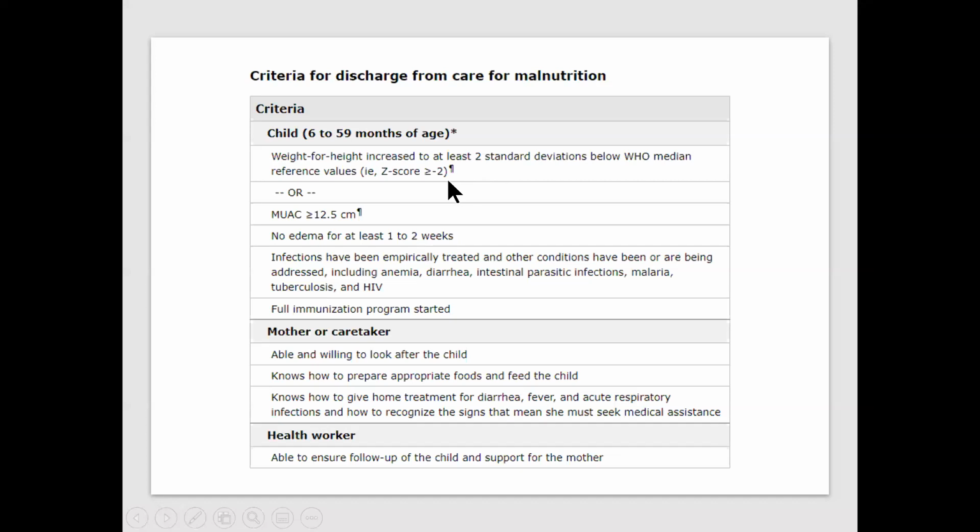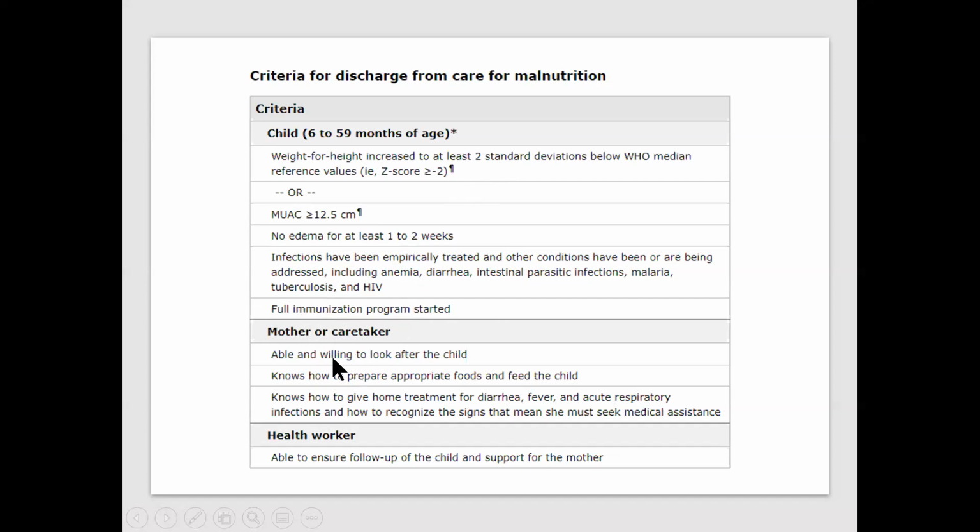If they go up to that, they are ready for discharge. If you are using the mid-upper arm circumference, it's now more than 12.5, and there's no edema for 1 week to 2 weeks. And the infection has been treated, you have excluded the TB and the HIV. If they are found to have TB and HIV, they are put on treatment for those. And the full immunization program has been started.